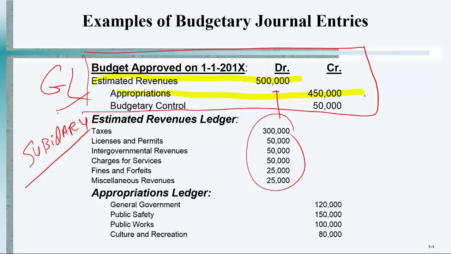Are we going to have any money left over? We're going to have some money left over, so they go ahead and they credit this account called budgetary control. It's a temporary holding place for the money that we think is going to be left over. The amount that's actually left over could be different, couldn't it? Particularly if our revenues are more or less, right?